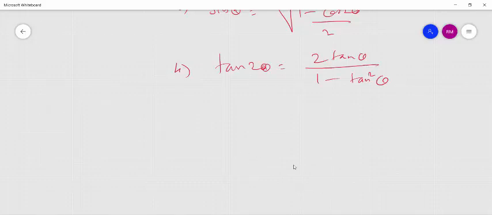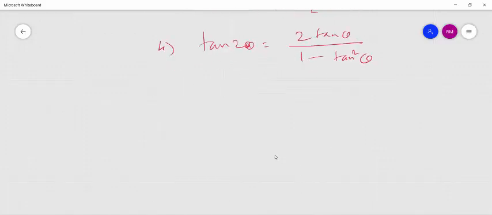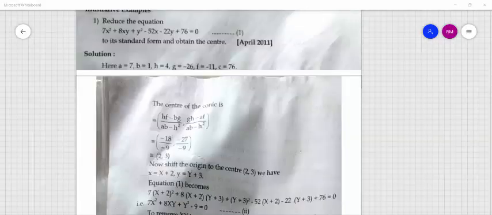Now let us go for problems on conic sections. We illustrate this concept with an example. Reduce the given equation to its standard form and obtain the center. This is not in standard form. We already discussed standard form in the revision topic.